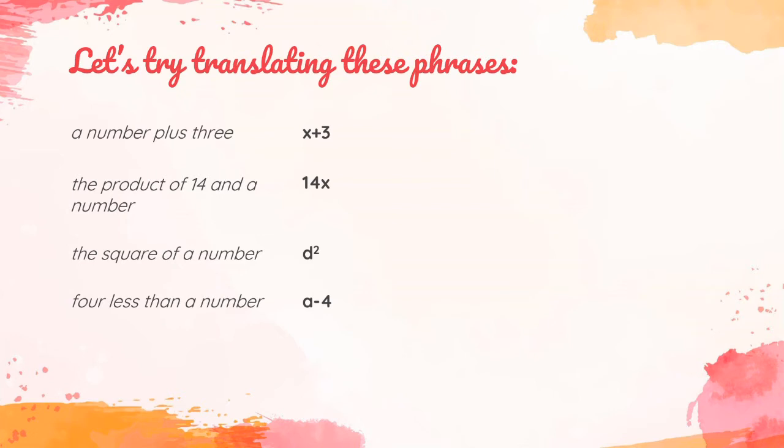Eh, ang sabi, mas mababa ng 4 kaysa dun sa number. Kaya, babawasan natin ng 4 yung A. Kaya, naging A minus 4. Ito naman, 10 more than a number. More naman. Ibig sabihin, ang operation para rito ay addition. Kaya, M plus 10. M naman ang ginamit na variable.